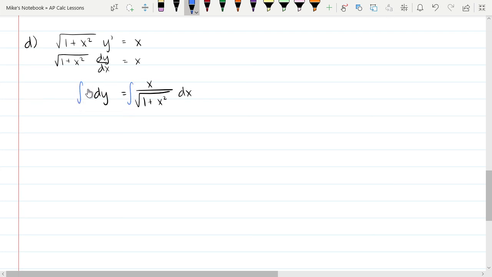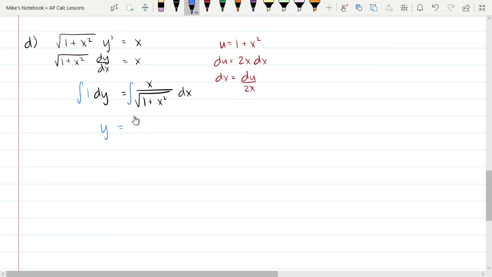And again, if you'd like to squeeze a 1 in there in front of the dy, you are welcome to do that. It's unnecessary, but it might be helpful to you. So on the left side, that now just becomes, remember the antiderivative of 1 with respect to y is y. Now, on the right side, we're going to go ahead and let u equal the integrand, so 1 plus x squared. So that would make du become 2x dx, or in other words, dx becomes du over 2x.